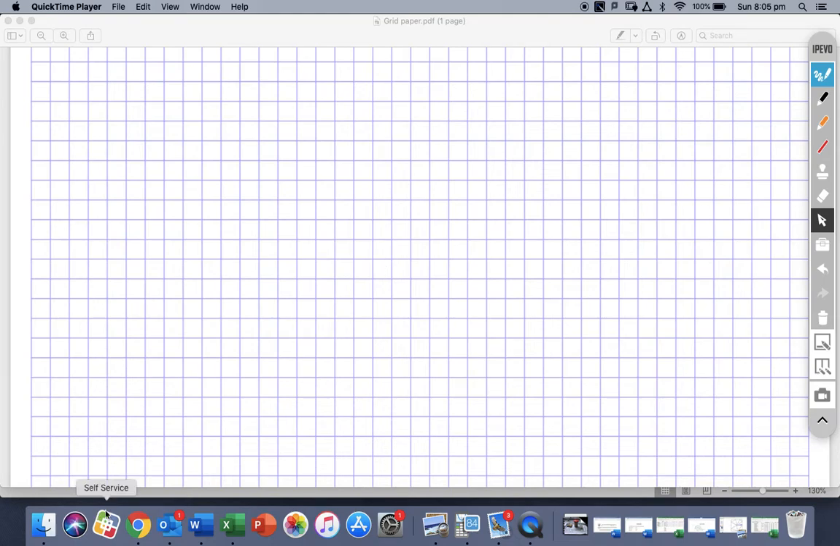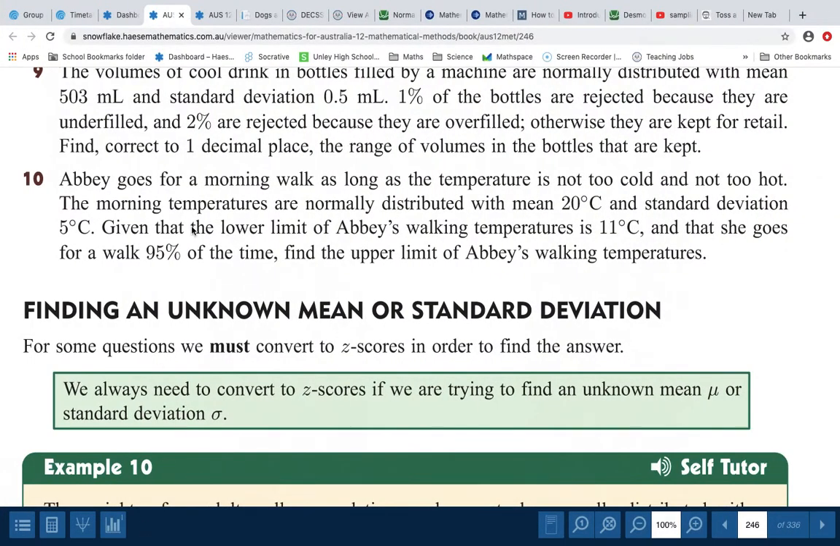So, I was going to look at exercise 8F, part 1, a little question about Abby's morning walks. Abby goes for a morning walk as long as the temperature is not too hot and not too cold. And then she meets Goldilocks. No, that's not in there.